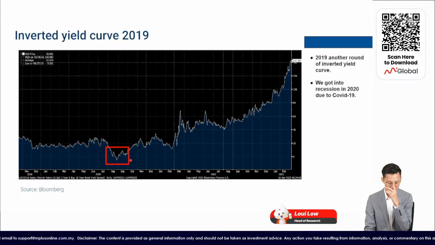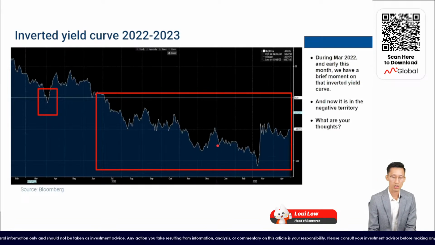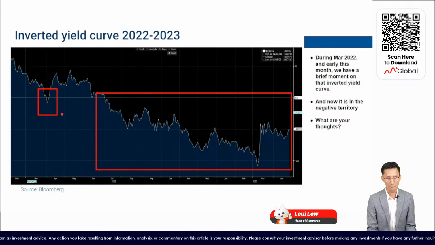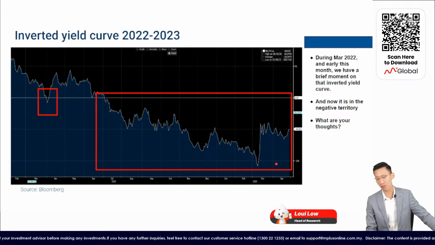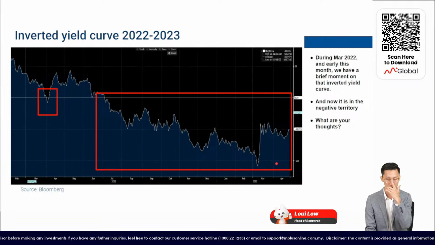So in 2019, same thing happens. We have a blip, 2019, another inverted yield curve happened, and we got into a COVID-19 induced recession. Okay, so that happened in 2020. So this round, we have a blip maybe in March to April last year, and we have a so-called technical recession recently in the US, but right now there are a lot more times that this yield curve inversion happens, throughout July until right now. Even right now, it is still in the inverted yield curve position.